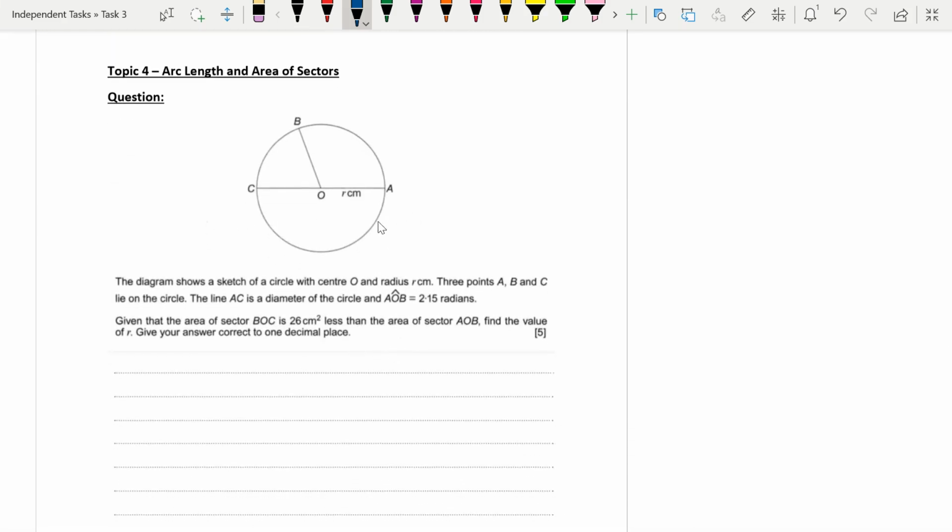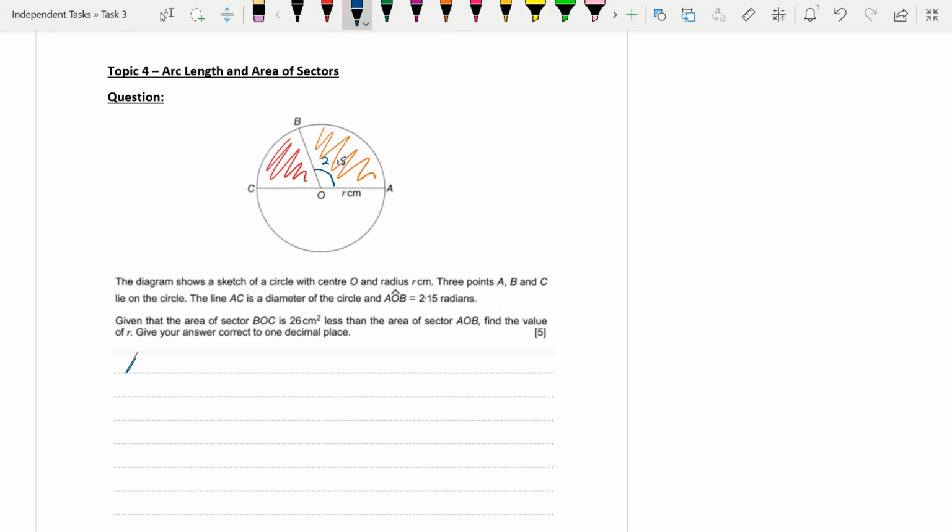Arc length and sector. This is quite a difficult question, so we do need to break it down a little bit. I've got the diagram shows a sketch of a circle with a radius of r and 3 points A, B, C on the circle. The line AC is the diameter, and angle AOB is 2.15 radians. Given that the area of BOC, so this red area, is 26 centimeters squared less than the other area, so this area here in orange, find the value of r.